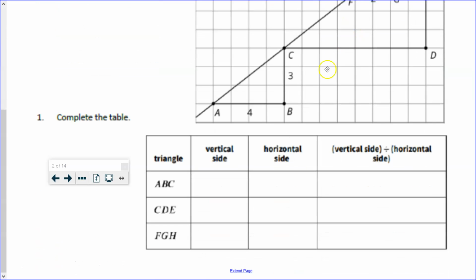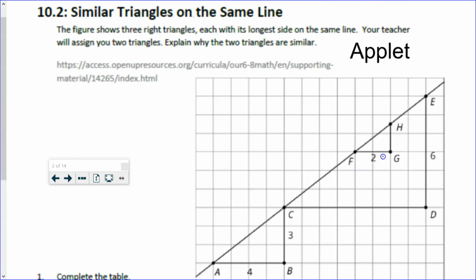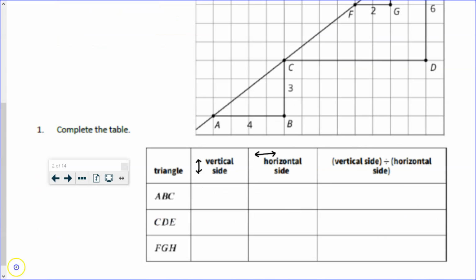When you're finished with that, I want you to start filling out this table. We've got our 3 triangles. Measure the vertical side. Vertical means it's going up and down. Measure the horizontal side. Horizontal means it's going left and right. And then complete that ratio or the quotient, vertical side divided by the horizontal side. So online learners, pause the video until you've completed those things. In-person learners, go ahead and work with your groups until you have completed the table. Again, start by picking your 2 triangles and explaining how you know they're similar. Finish up with completing that table.